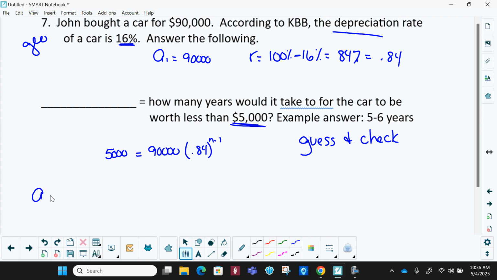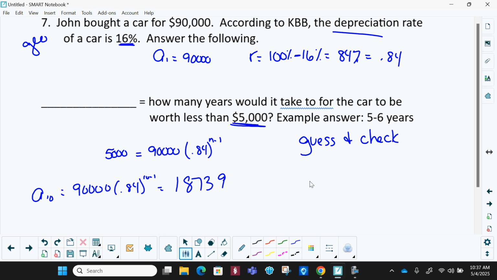So for instance, let's hope a $90,000 car does not go down that low that quick. So I'm going to type in, and this is what I'm typing into my calculator, 90,000 times 0.84 to the 10 minus 1. Okay. So 90,000, parentheses, 0.84. And I'm just going to type in to the 9th because 10 minus 1 is to the 9th. And I still get $18,739. So that's still a lot.